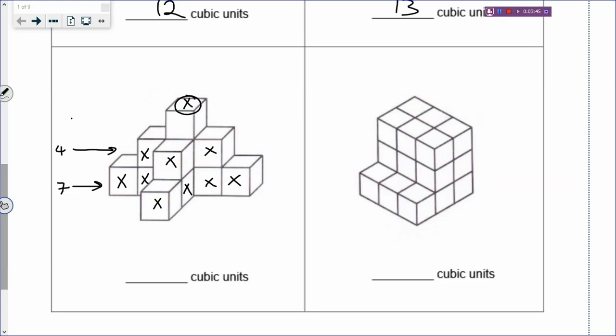Now, the top layer has only 1 cube. So in total, how many cubes are there? There will be 12 cubic units. Alright, this figure is made of 12 cubic units.